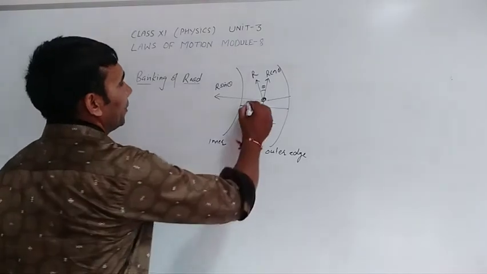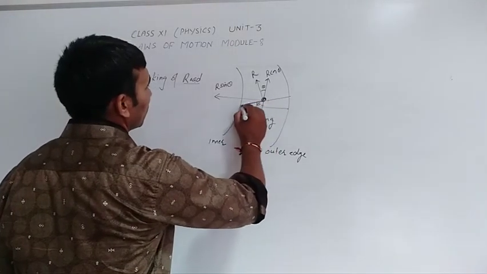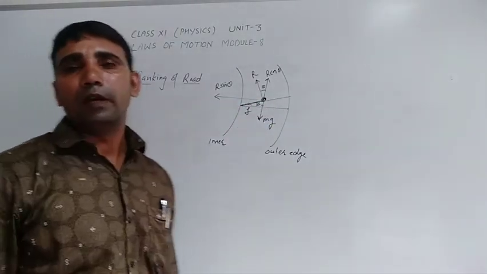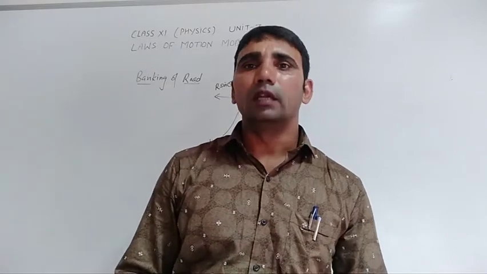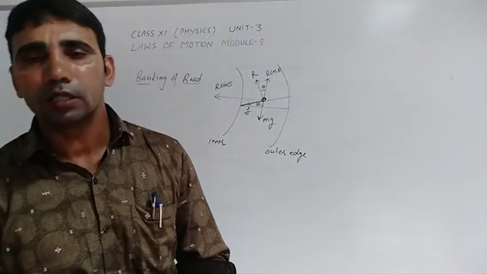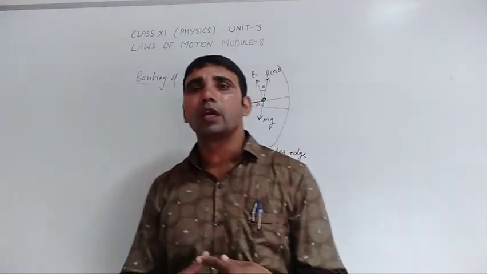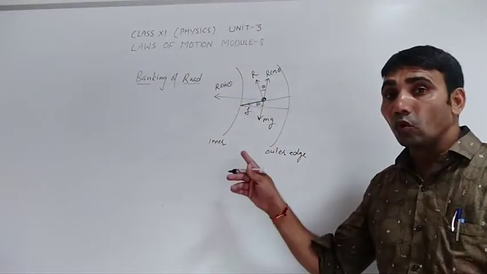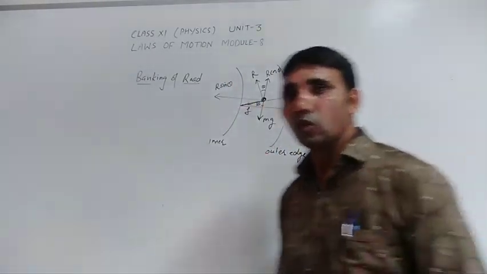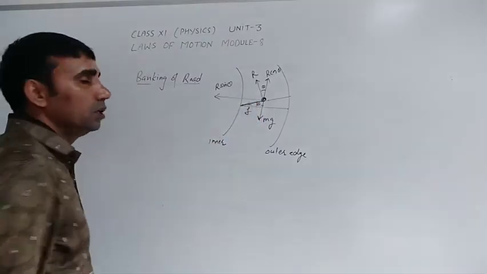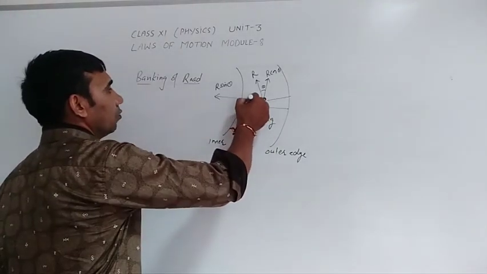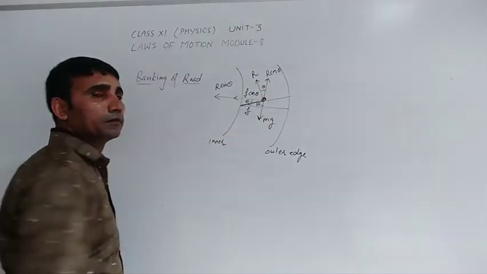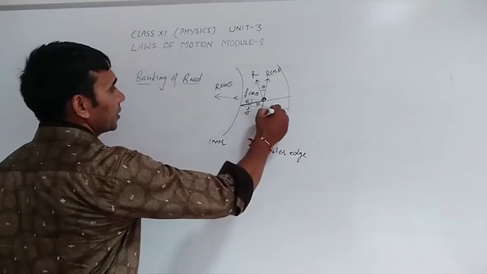Now let F be the frictional force between road and tires. This frictional force helps us provide the centripetal force, and this centripetal force binds the vehicle to the inner edge of the road. So the frictional force can be resolved into two rectangular components: one component is F cos theta, another component is F sin theta.